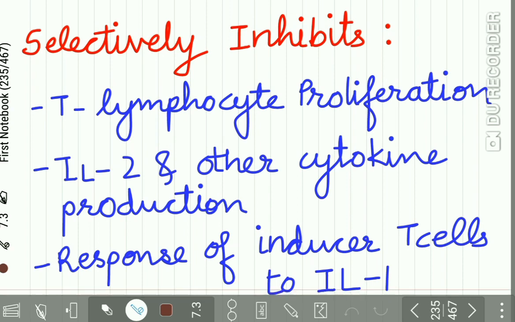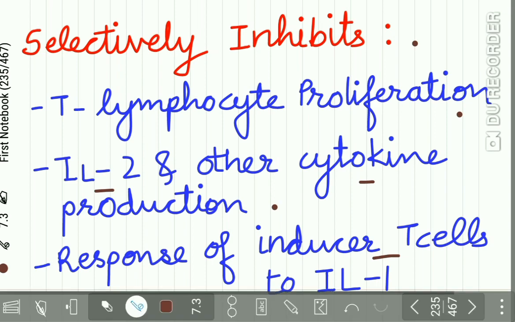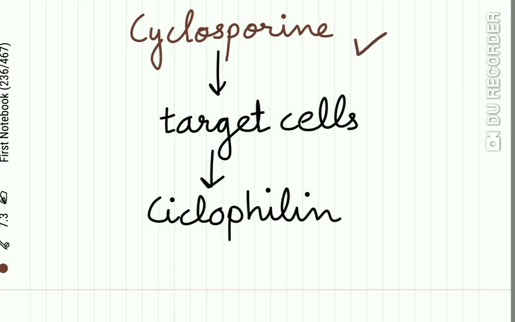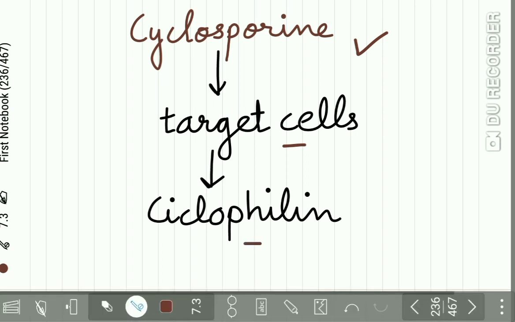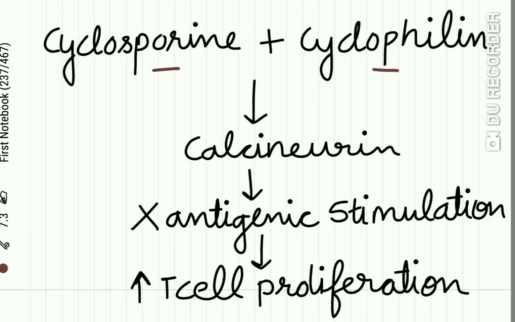Cyclosporine selectively inhibits the T lymphocyte proliferation and inhibits the interleukin 2 and other cytokine production, and it reduces the response of the inducer T cells to interleukin 1. Now, this cyclosporine enters the target cells and it binds to the cyclophilin, which is a protein present inside the target cell.